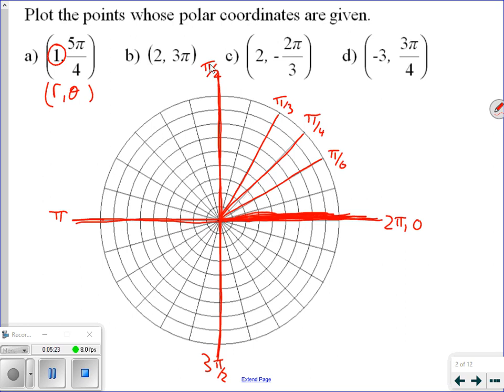Okay, well, we got 1 pi over 4, 2 pi over 4. I mean, right here is 3 pi over 4. Right here would be 5 pi over 4. Okay, so again, it's the same radius from the unit circle. I'm traveling all the way around to this point right here. And the point that I actually plot is 1 radius length from the origin.